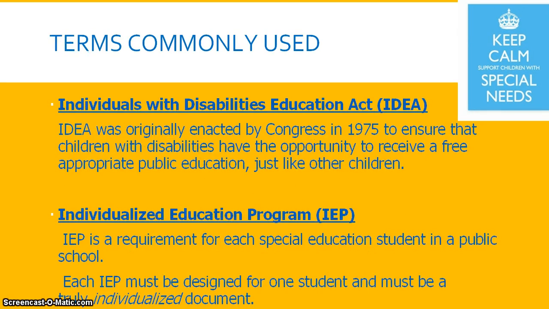Terms commonly used. The Individuals with Disabilities Education Act, IDEA, was originally enacted by Congress in 1975 to ensure that children with disabilities have the opportunity to receive a free, appropriate public education, just like other children. The Individualized Education Program, IEP, is a requirement for each special education student in public school. Each IEP must be designed for one student and must be a truly individualized document.